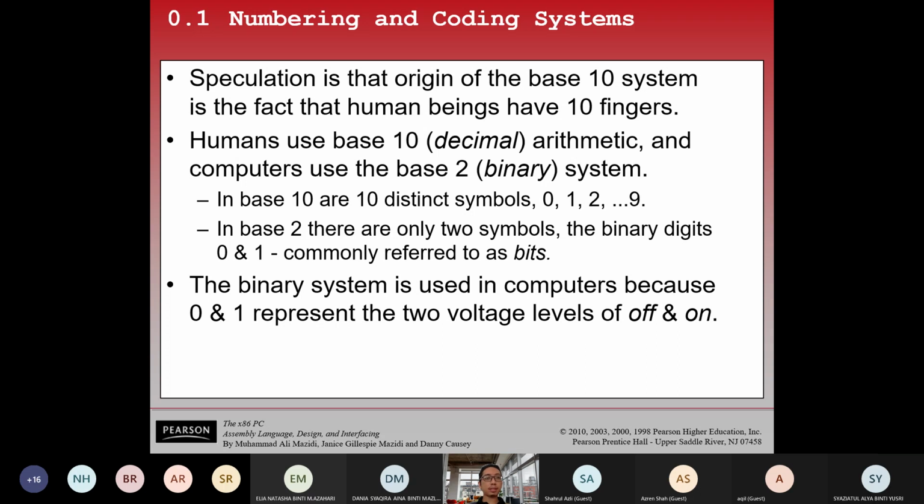In base 10, we have from 0 to 9, not from 1 to 10. In base 2, we have 0 and 1, which is commonly referred to as a bit. So 0 is 1 bit and 1 is another bit. The binary system is used in computers because 0 and 1 represent the two voltage levels of on and off.